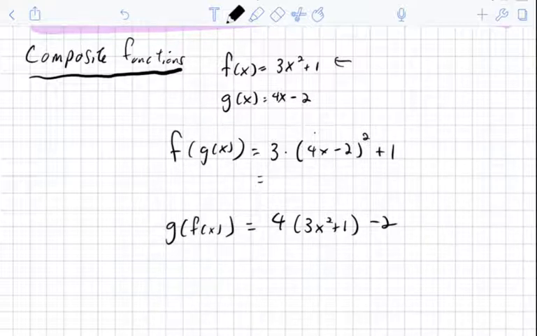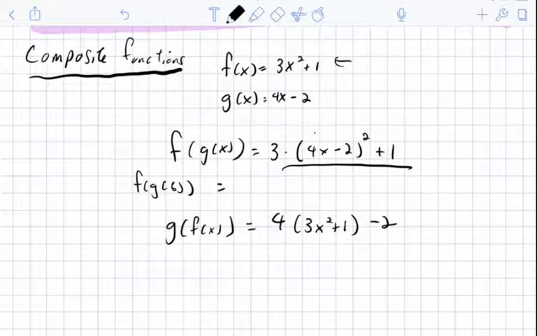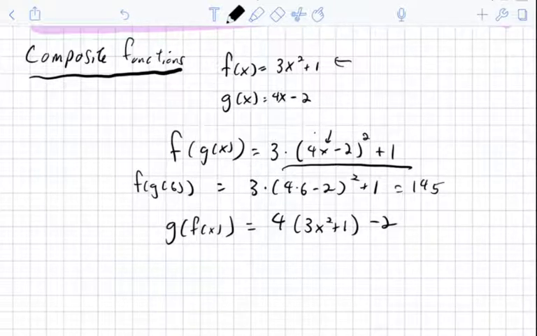Anyway, so did that make sense to you? So if somebody tells you to evaluate f of g at 6, now that we have this expression, I can just replace the x here with a 6. 3 times (4 times 6 minus 2) squared plus 1, and then calculate that number. You want me to calculate that number? Sure, I've got a calculator. 4 times 6 minus 2, all squared, times 3 plus 1. 1,453. Hooray!